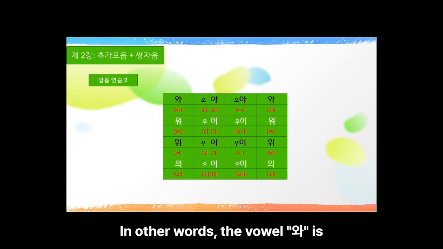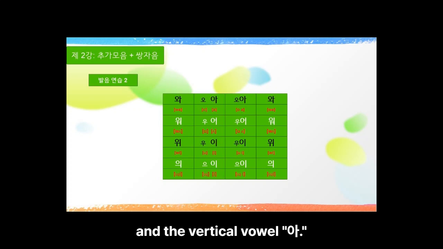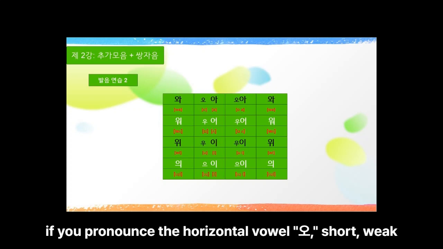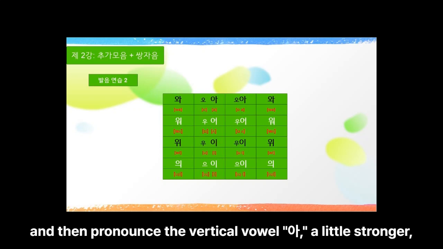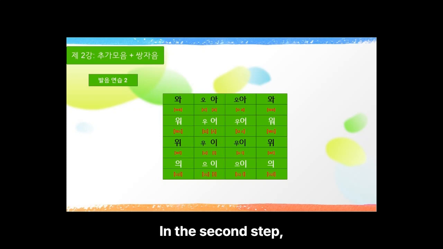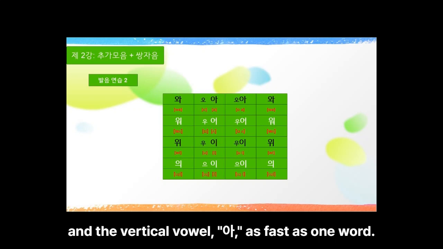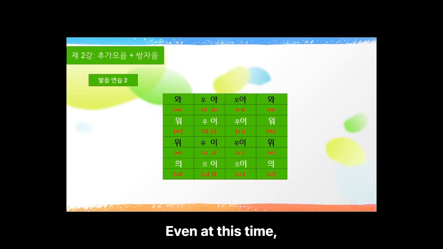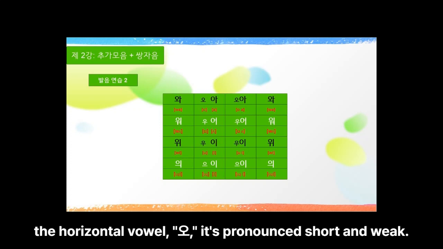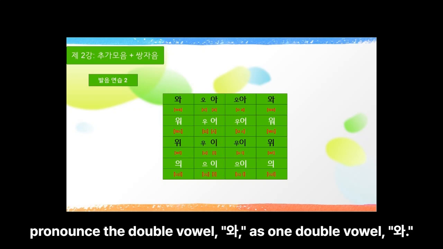In other words, the vowel wa is a double vowel that combines the horizontal vowel o and the vertical vowel a. As a first step, if you pronounce the horizontal vowel o short and weak, and then pronounce the vertical vowel a little stronger, you can pronounce the double vowel wa correctly. In the second step, pronounce the horizontal vowel o and the vertical vowel a as fast as one word. Even at this time, the horizontal vowel o is pronounced short and weak. If you have practiced the first and second steps enough, pronounce the double vowel wa as one double vowel wa.